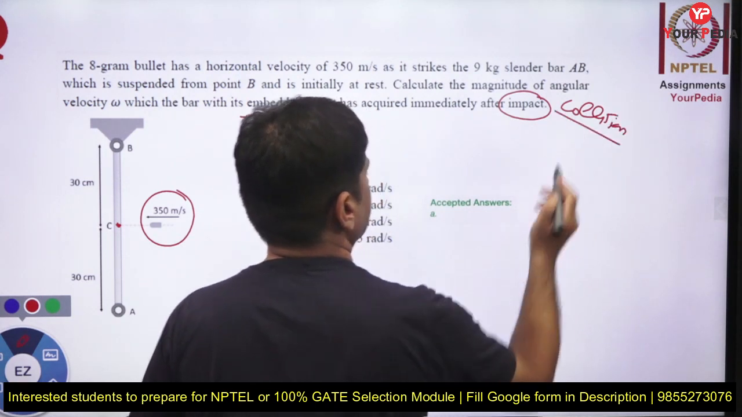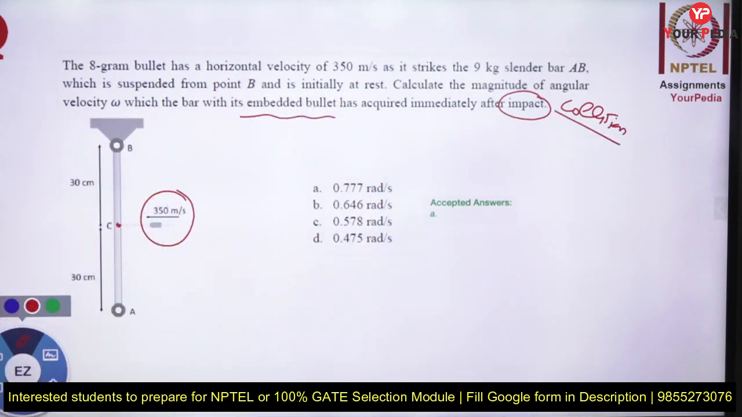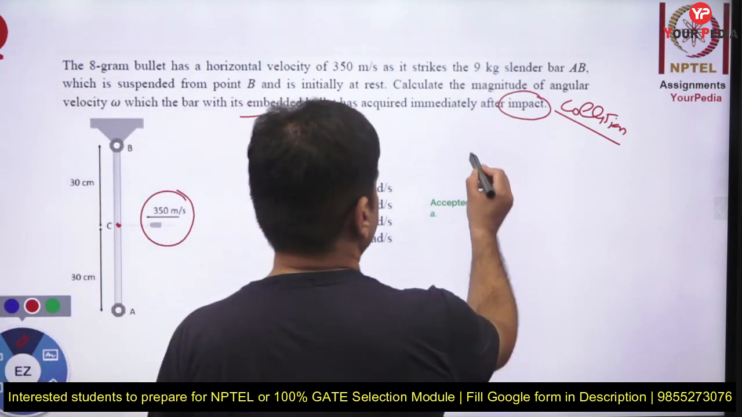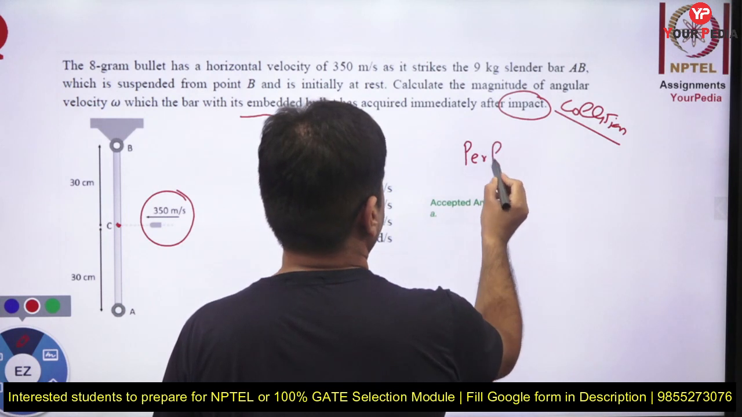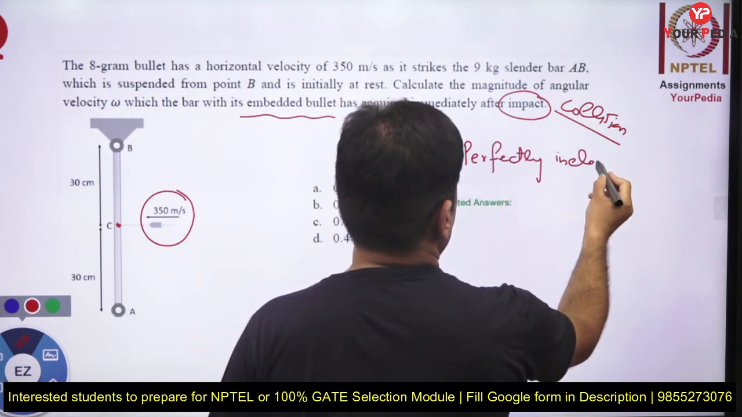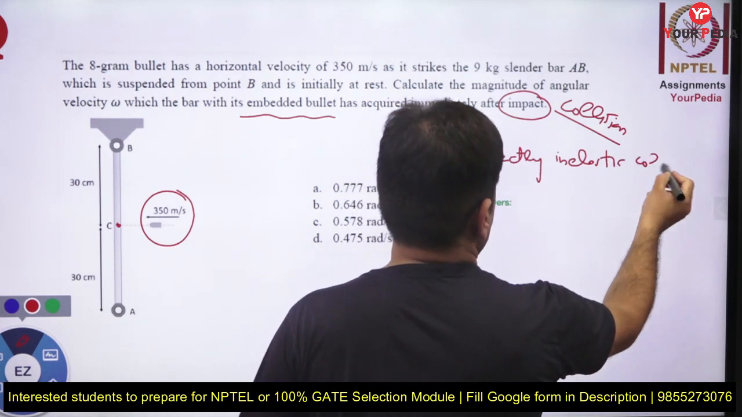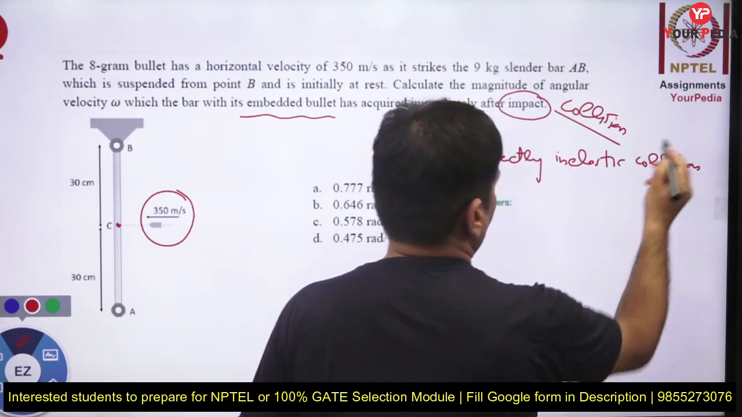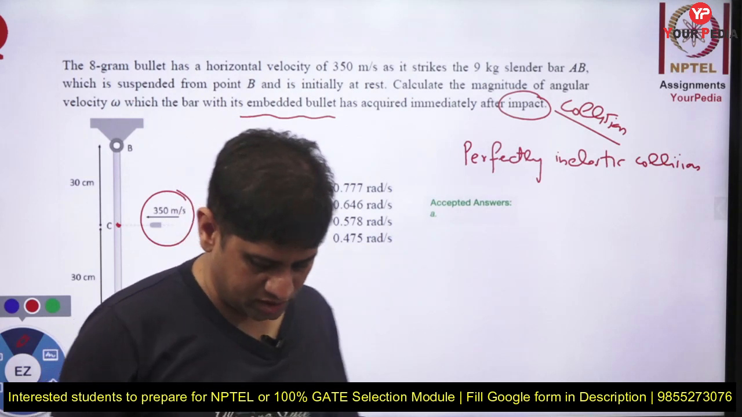So in this case, there is a concept of collision and there is a concept of angular velocity, tangential velocity and angular velocity. Now we know that collisions are of different types. This is the perfectly inelastic collision. What happens in the perfectly inelastic collision?